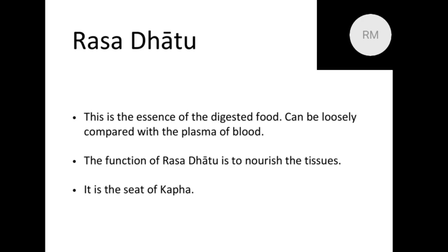And from a doshic point of view, Rasa Dhātu is actually the seat of Kapha. So this is the Dhātu which has the most striking resemblance to Kapha. So usually if there are diseases in which Kapha is involved, you can also see the involvement of the Rasa Dhātu. So both go hand in hand. So things which aggravate Rasa Dhātu can also disturb Kapha, and those which aggravate Kapha can also influence and affect the Rasa Dhātu.